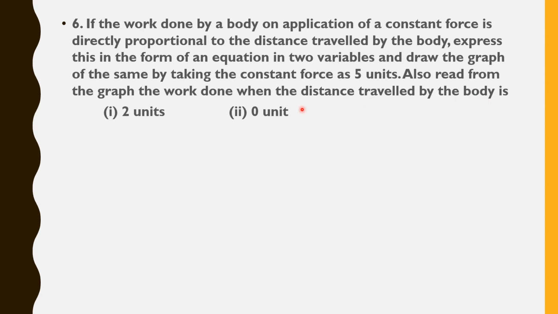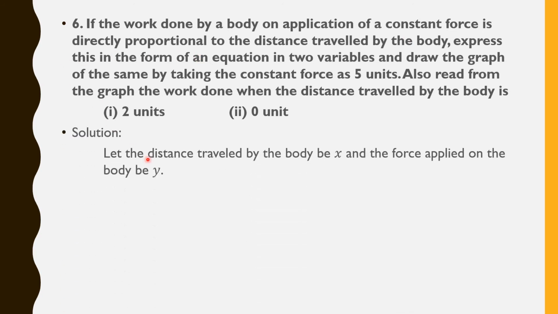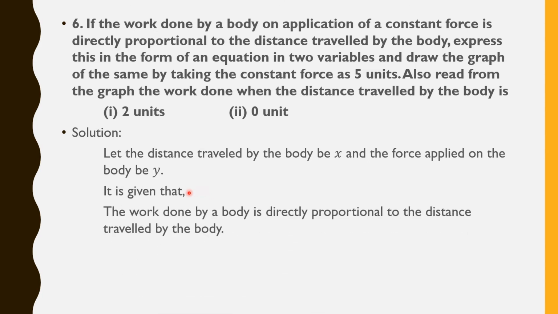Also read from the graph the work done when the distance travelled by the body is 2 units and 0 units. So here we are given that the work done is directly proportional to the constant force. So, let the distance traveled by the body be x and the force applied on the body be y. In the question it is given that the work done by a body is directly proportional to the distance traveled by the body. Therefore, y is proportional to x.